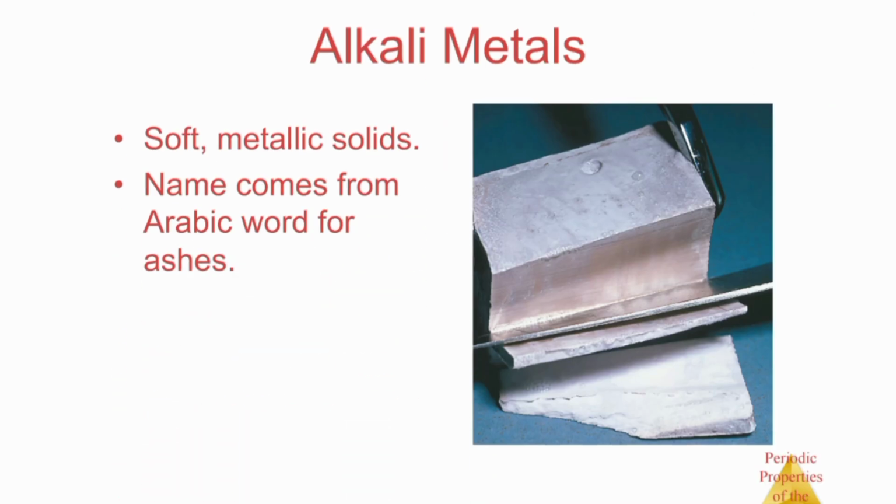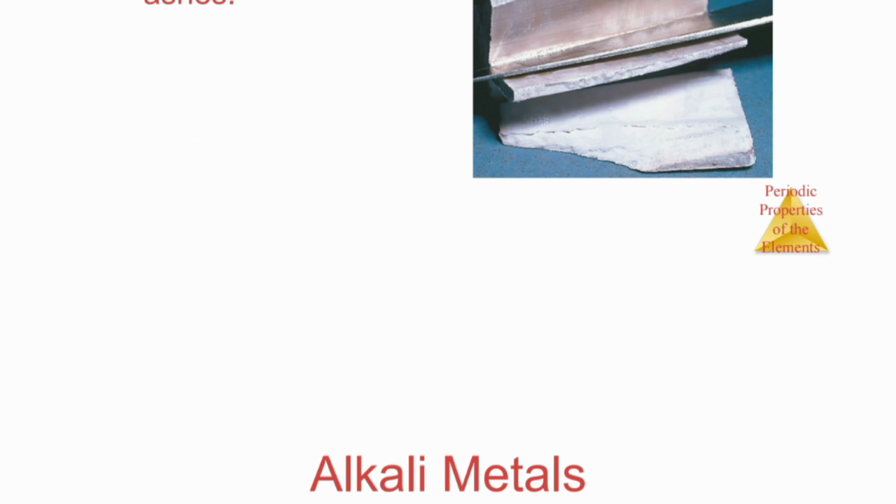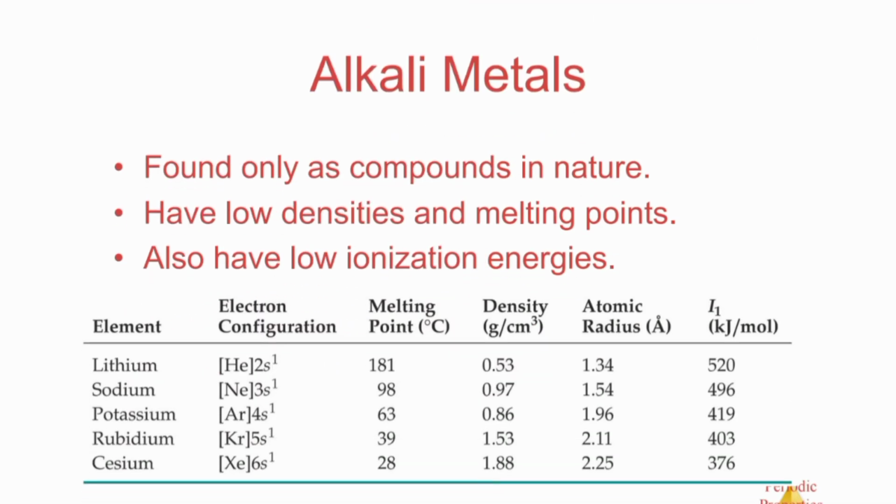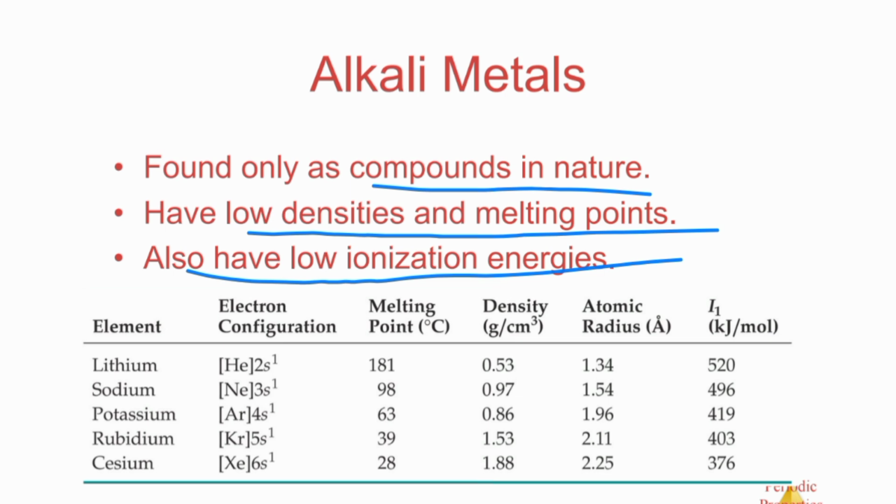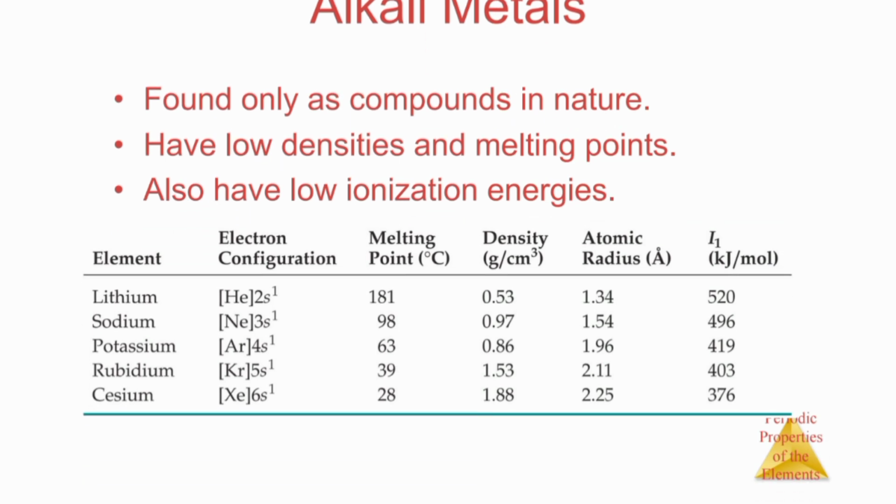Group trends. Alkali metals are soft, metallic solids; the name comes from the Arabic word for ashes. Alkali metals are found only as compounds in nature, have low densities and melting points, and also have low ionization energies. You can see the table here.